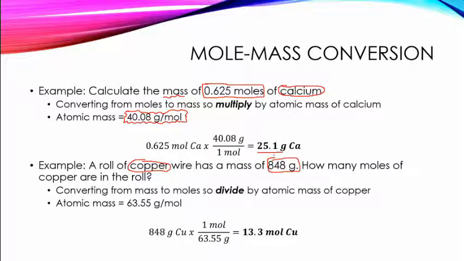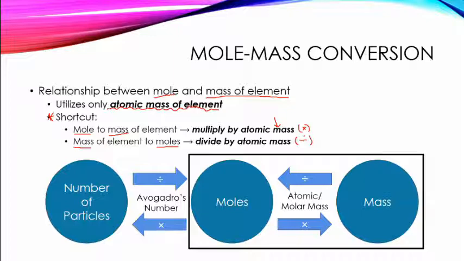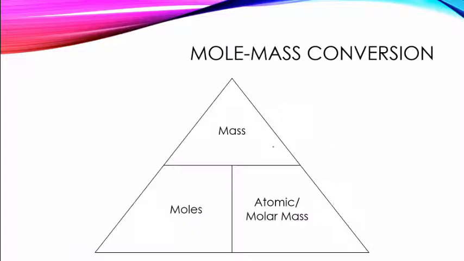Okay, so that's what they're giving me. They're giving me an amount, and I'm giving grams. In this case, they want to know how many moles of copper in the roll. So if I go back to my shortcut, the second bullet point here is where it says to divide, because I'm going from the mass, which is grams, to moles.